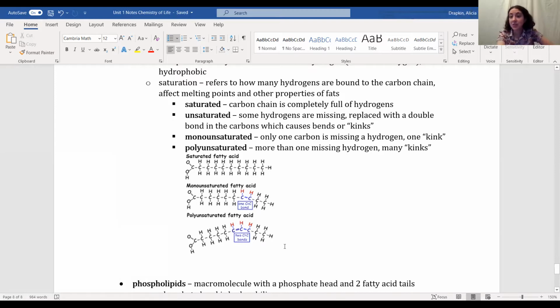And that changes a lot of their properties, especially in terms of how much they can stack. Lipids that are kind of straight, that don't have those kinks, that are fully saturated, can stack on top of each other very easily. As soon as they start having bends, they can stack, but it's less likely to happen. So kind of neat. Let me show you all.